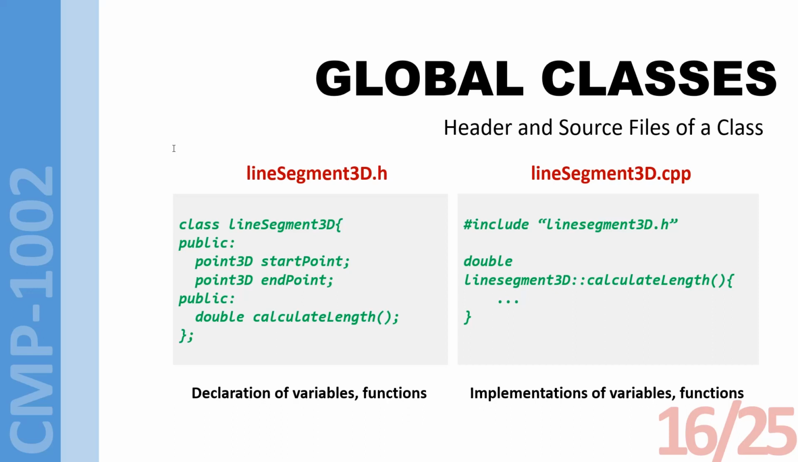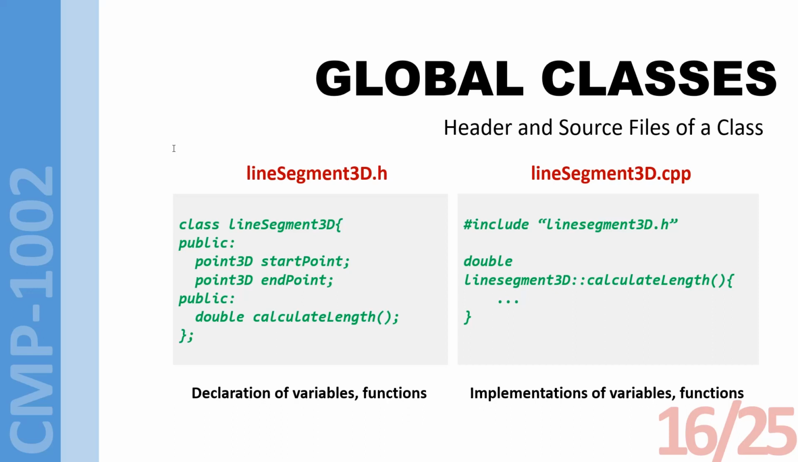So when you have this .h, .cpp kind of a global class concept, the syntax changes only a tiny little bit. On the .h file, as you can see, the only difference is in the function, double calculate length, I did not write down how the function works. I did not write down return blah blah something. Instead, I just put down a semicolon at the end.